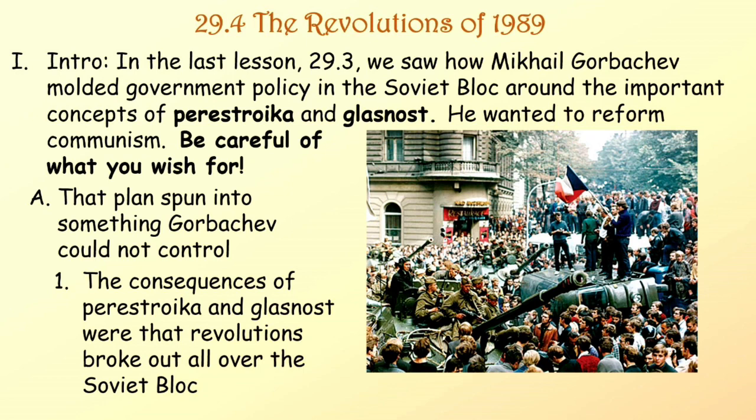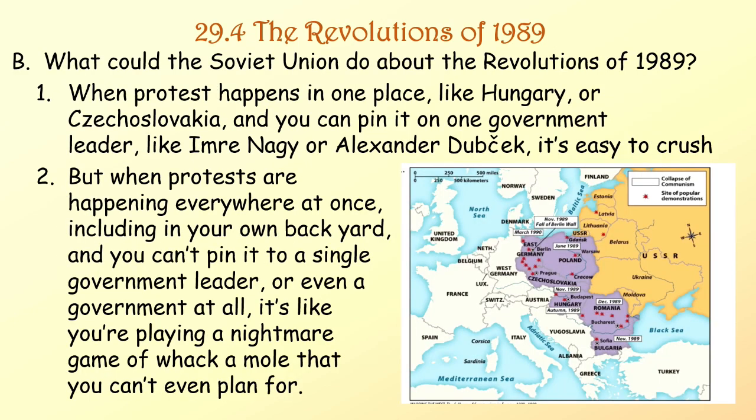Intro. In the last lesson, 29.3, we saw how Mikhail Gorbachev molded government policy in the Soviet Bloc around the important concepts of perestroika and glasnost. He wanted to reform communism. Be careful of what you wish for. That plan spun into something Gorbachev could not control. The consequences of perestroika and glasnost were that revolutions broke out all over the Soviet bloc.